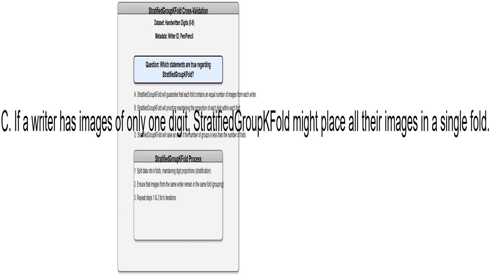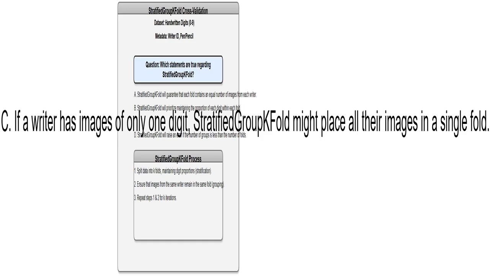I want to outline the process of StratifiedGroupKFold. First, I divide the data into K folds, paying close attention to keep the proportion of each digit consistent across folds. Second, I ensure that all images from the same writer remain in the same fold. I then repeat the first two steps K times, creating K different training and testing sets.